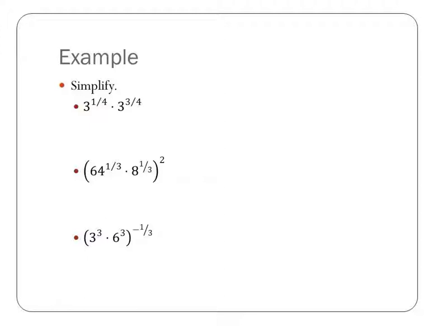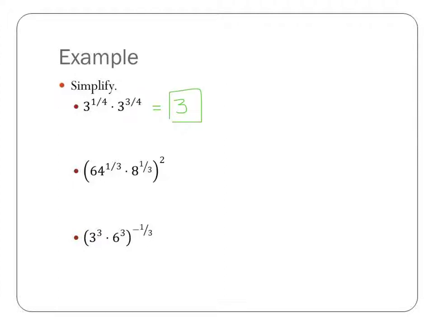So for the first example, remember if we are multiplying and we have the same base, what do we do to the exponents? We add them. So remember you keep your base, so we're keeping 3, and we're going to add 1/4 plus 3/4, which is 1, and so your answer then is just 3.